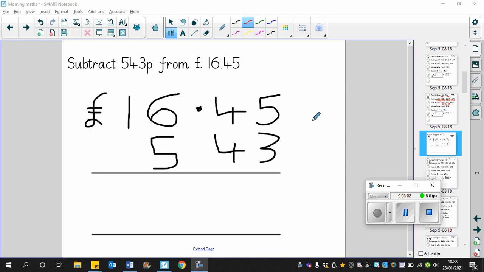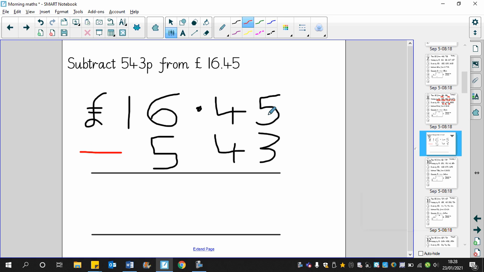Okay, this question is £16.45 take away 543 pence. Now 543 pence, as you can see, is £5 and 43p. So, we've got a take away sign there. So 5 take away 3 is of course just 2. 4 take away 4 is 0. This looks like it's going to be fairly easy. 0. Decimal point there to separate the pounds from the pence. 6 take away 5 is just 1. And then 1 take away 0 is 1. So the answer is £11 and 2p. That was a little bit easy, wasn't it?